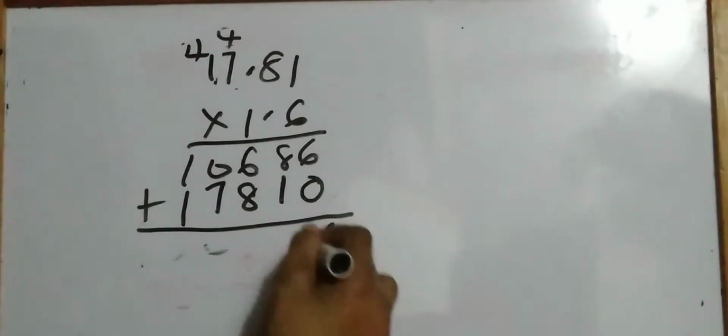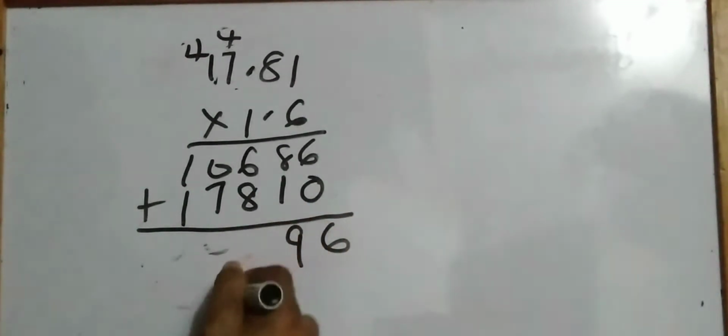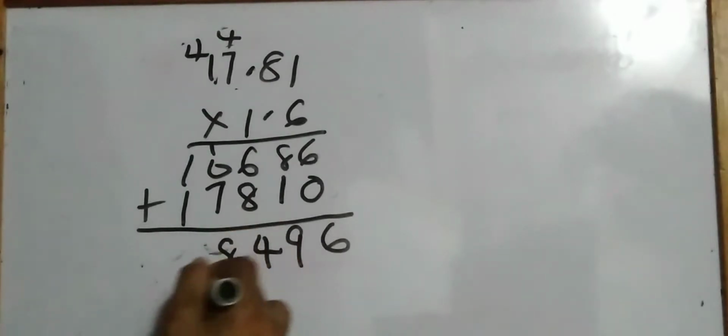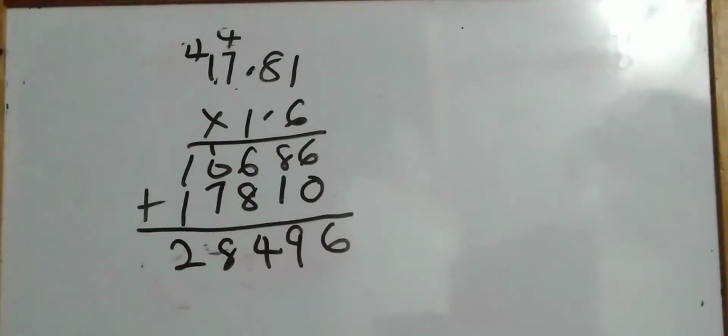So we need to add now. 6 and 0, 6. 8 and 1, 9. 8 and 6, 14, bring the 1 over. 7 and 0, 7, plus 1, 8. 1 and 1, 2.